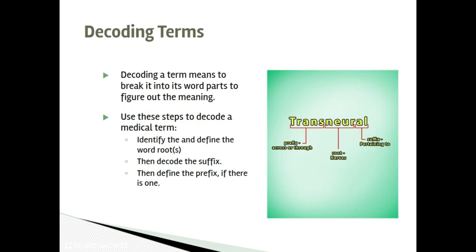Now remember, your medical term does not have to have a prefix, so there might not be anything in front of the root word. By breaking this down, we know that this term has something to do with something across or through the nerves. And sometimes that's about as good of an explanation as you're going to get.